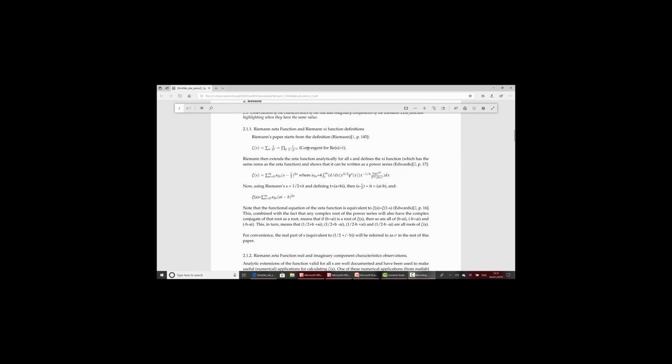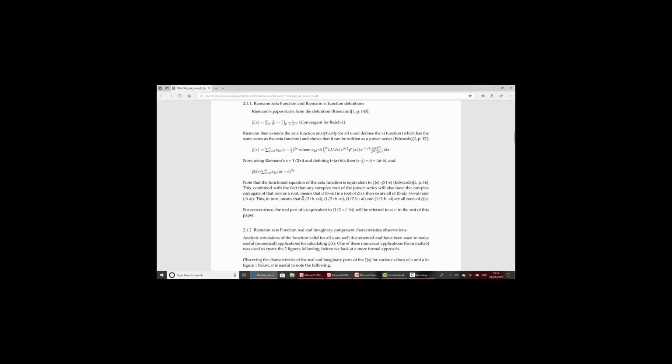Getting into the meat of the paper, starting with the zeta function, the sum of 1 over n to the power s, Riemann's original definition, of course only convergent for the real part of s greater than 1. Riemann obviously extends the zeta function analytically for all s in his paper and defines the Z function, which has the same zeros as the zeta function, and shows that it can be written as a power series. All this is available in Edwards.